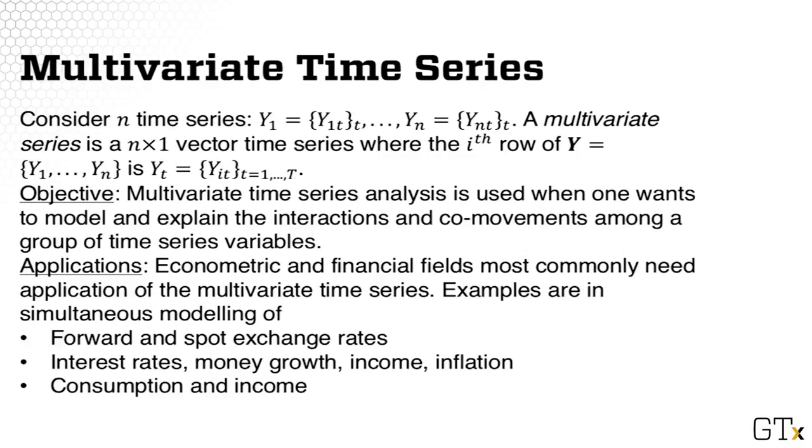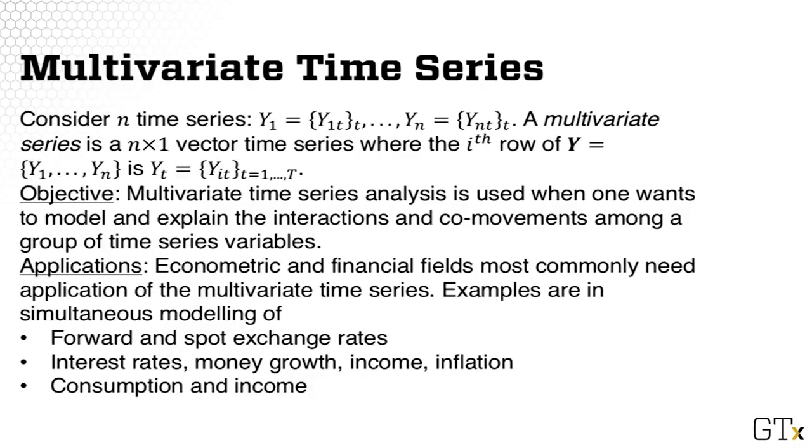Why do we need to model multivariate time series? Multivariate time series analysis is used when one wants to model and explain the interactions and co-movements among a group of time series variables. It is possible to improve the prediction of one time series by taking into account other factors, as I will illustrate with 3 examples in this lesson. Simply taking into account the historical data of the time series itself may not provide as good predictions as when we also account for historical data of other factors.